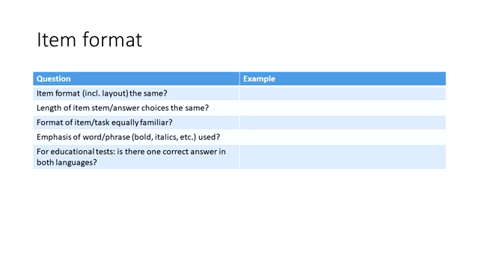The format of the items or tasks, so this classic instrument bias issue, may or may not be similar. You have to think about, do you want to emphasize certain words or phrases? If you want to emphasize them, would it be possible to actually emphasize them in all the languages, or do you run into problems where you suddenly have not just one term, but like a subclause within a phrase, for example? And you have to think about, is there only one correct answer in all the languages, which is a big issue for educational tests.